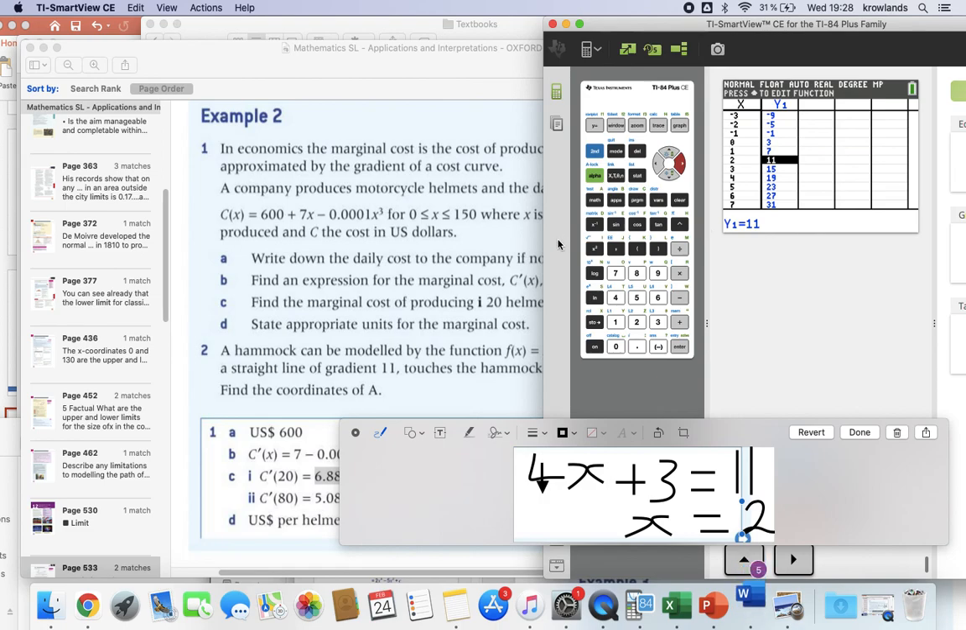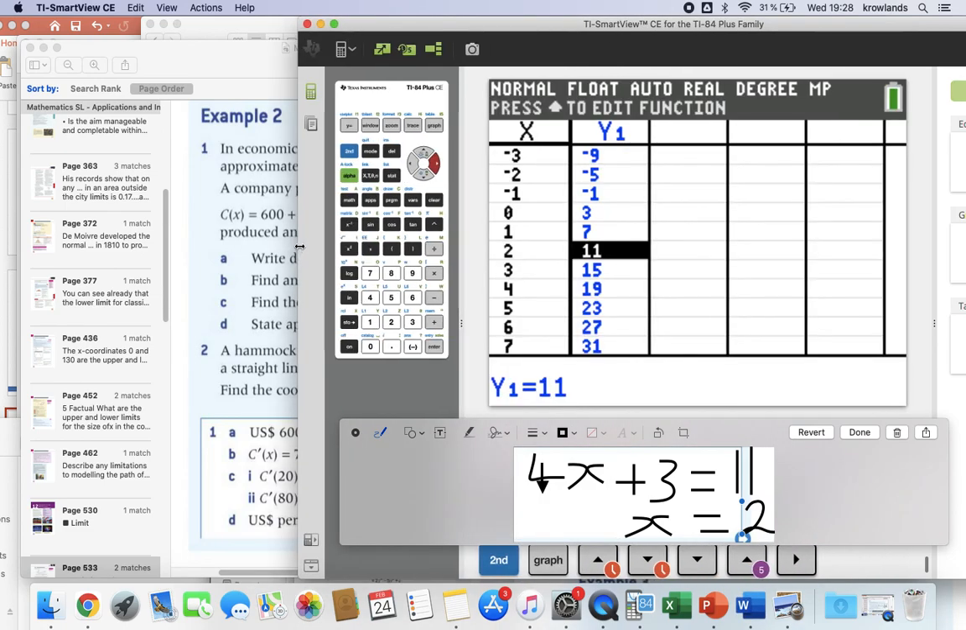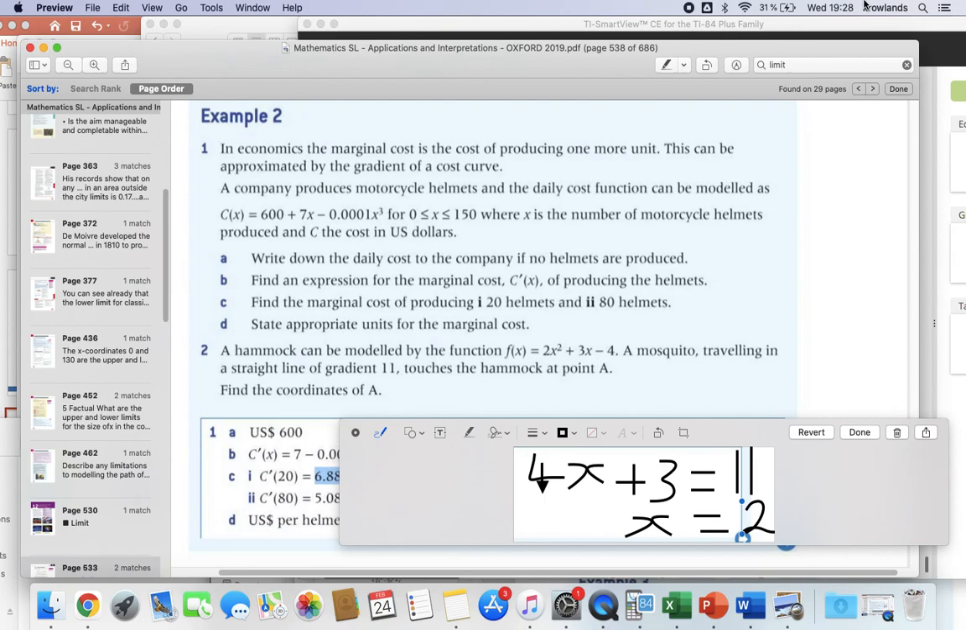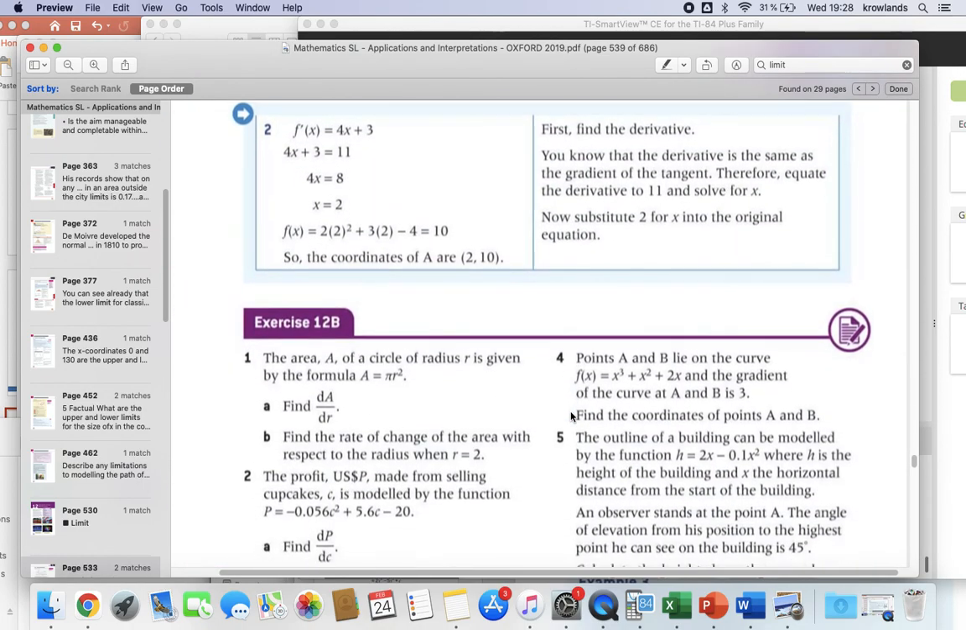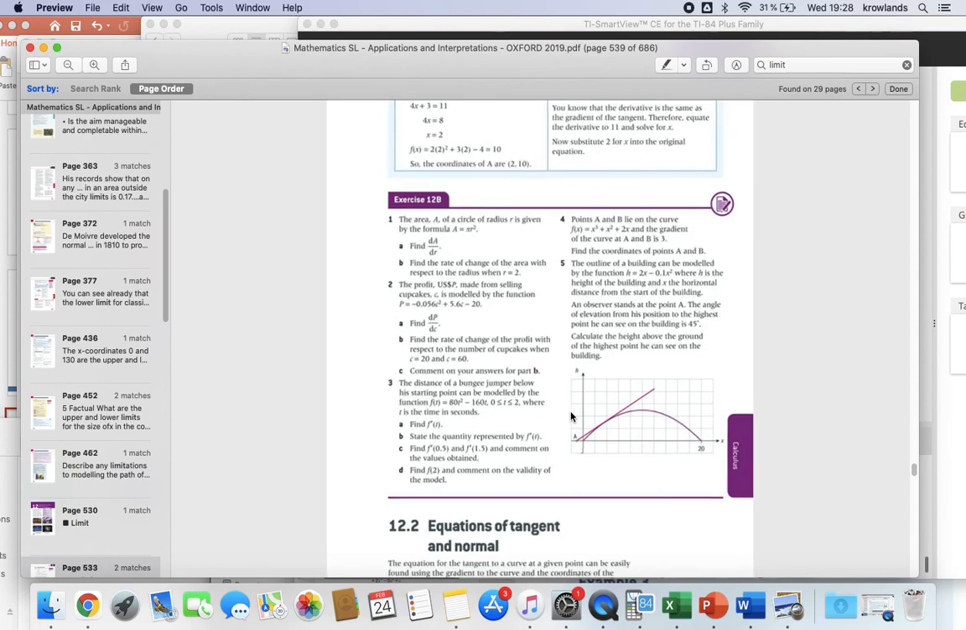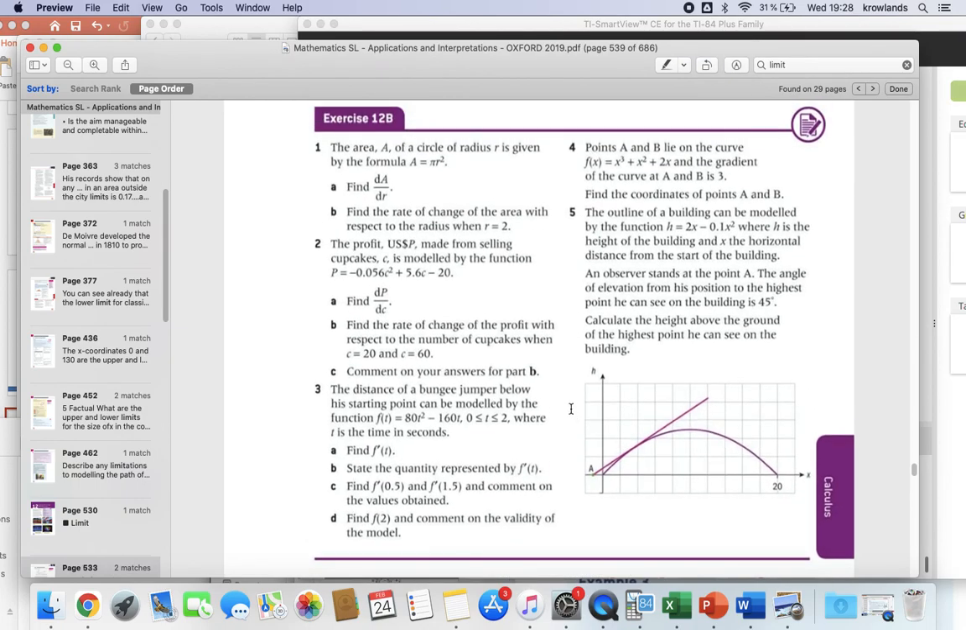Nice and easy. I hope you found that worded differentiation problem helpful. Now what I'd recommend you do is have a go at some of the following questions. I'm going to put them on the screen now. Please pause the video and have a go at these.